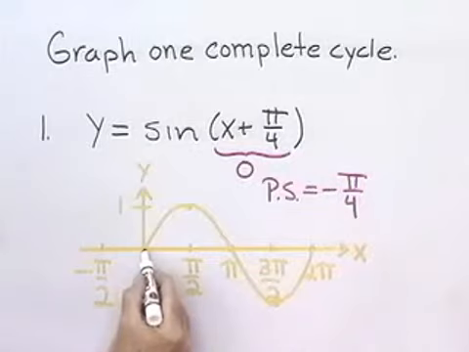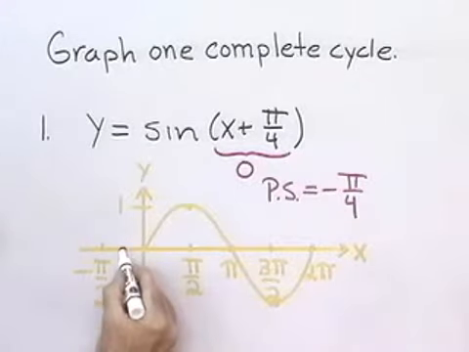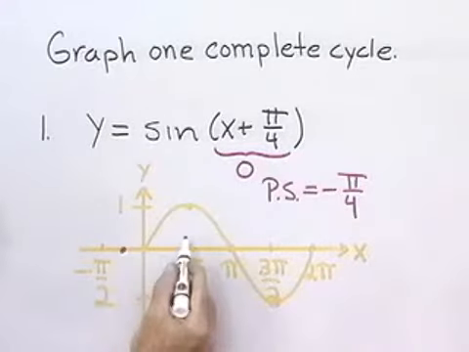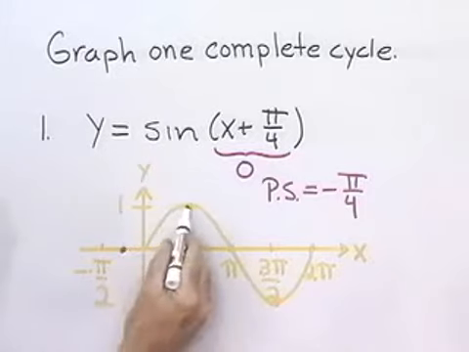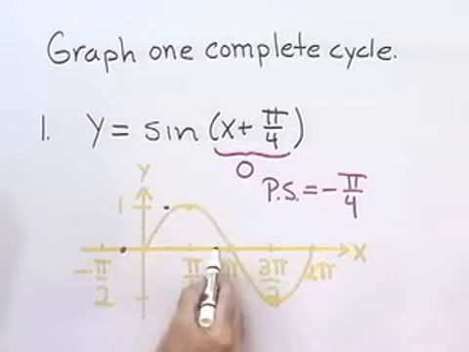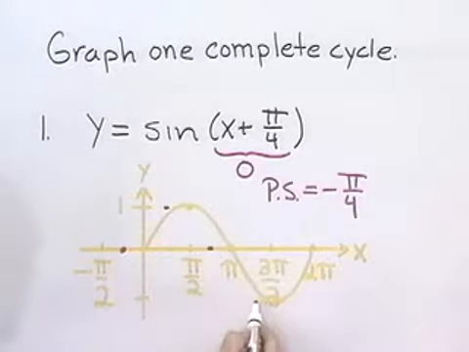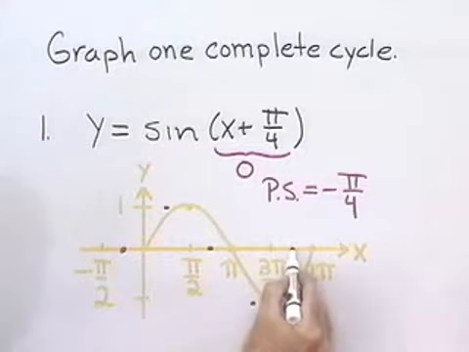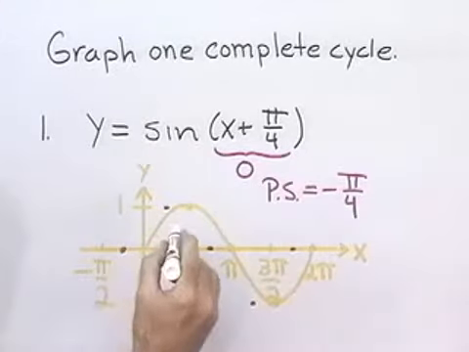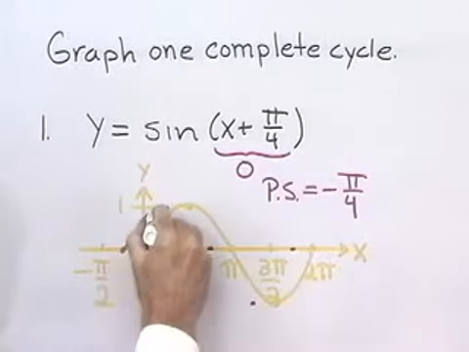So where my graph would normally start right here, this graph is going to start at negative pi over 4. All of these points on the graph are going to be backed up pi over 4 units. Where that was right there, it's going to be back pi over 4, and where that was right there, it'll be back pi over 4. So my graph is going to look like this.